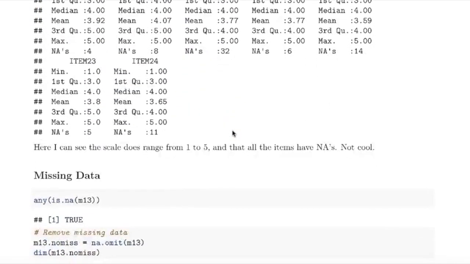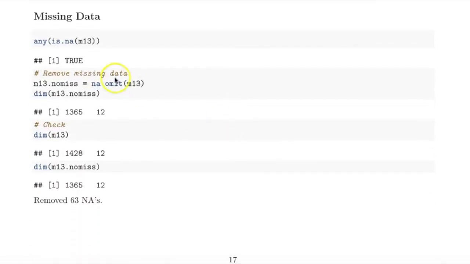So I need to remove that. I'm going to check for missing data. I do have NAs. I knew that from just the summary function. I'm going to use na.omit to remove them. I store everything into M13 no miss. And this is what I'm left with again.